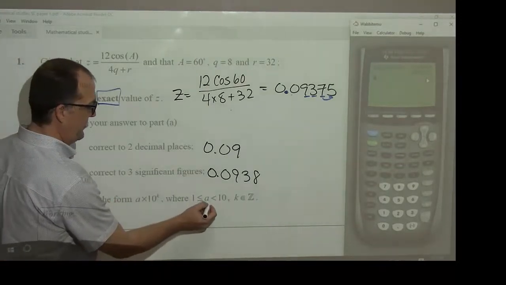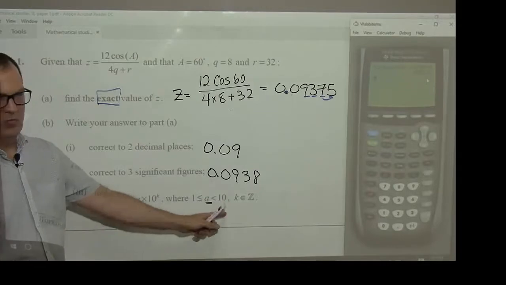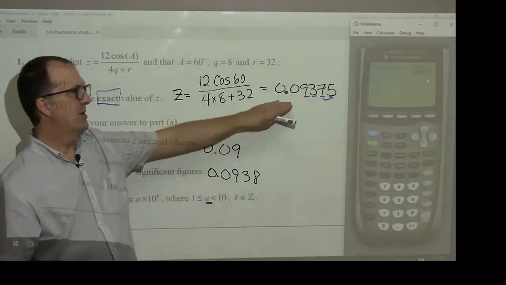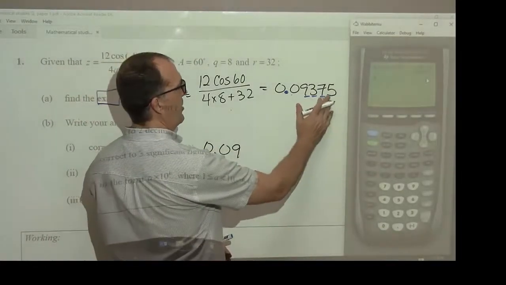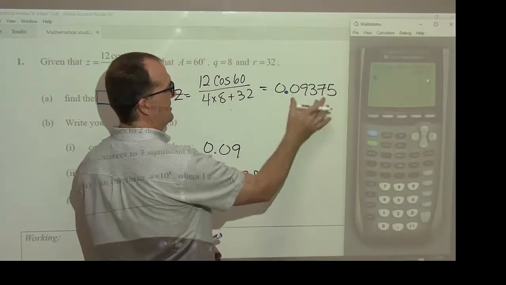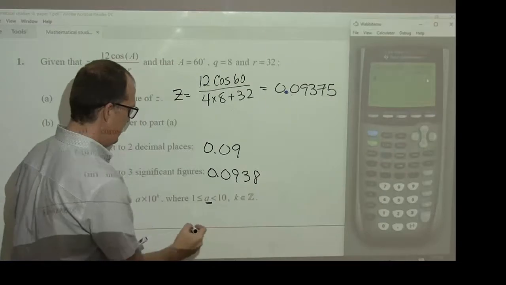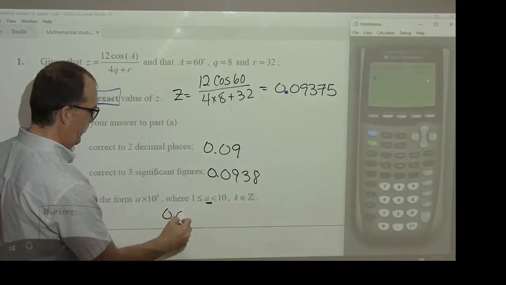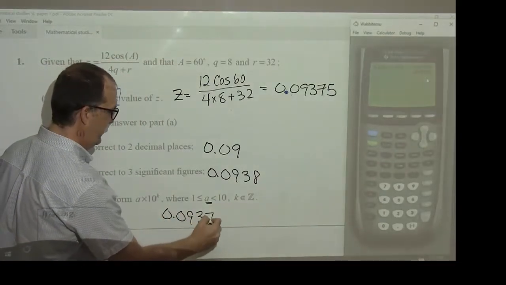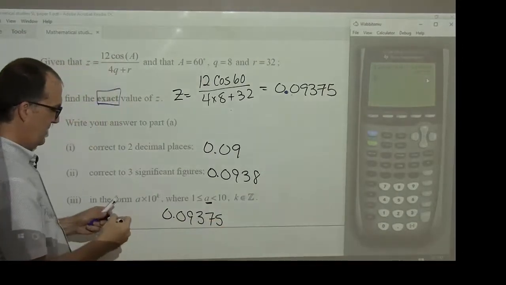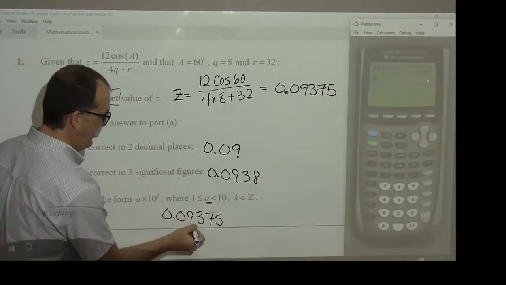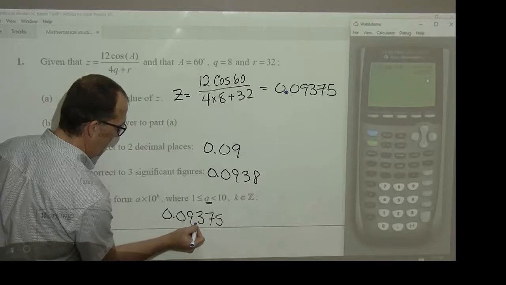And finally, writing this in standard form. And again, the big thing is A is a number between 1 and 10. So when I go back to my original number, where would I put a decimal point to make that number a number between 1 and 10? And I'm just going to write it here so you can see what I'm thinking. If I'm going to make that number between 1 and 10, I want the decimal point to go right there.